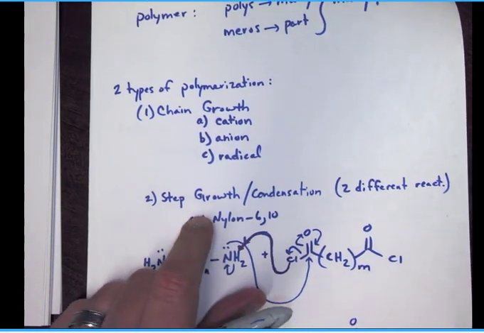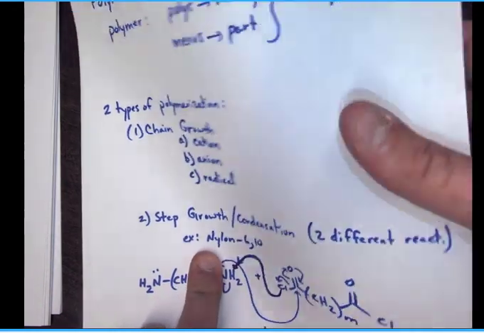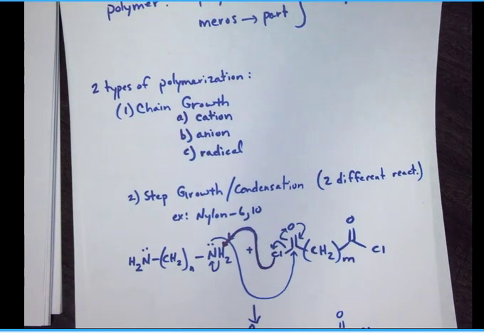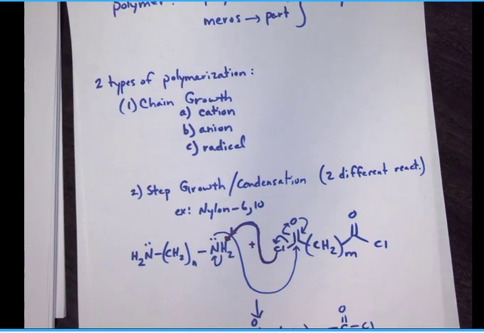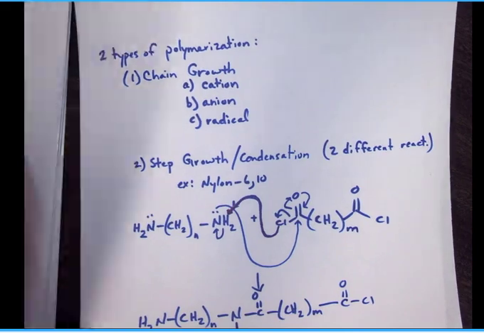And so when we talked about this step growth, especially with the nylon 610, there's a lot that's going on here, and I'm trying to show you the mechanism as simply as possible. You'd actually kind of show this as 3 independent steps. I'm showing 3 steps in one, so the arrows do get a little hectic.